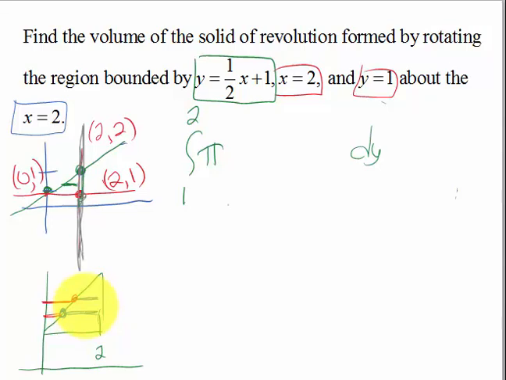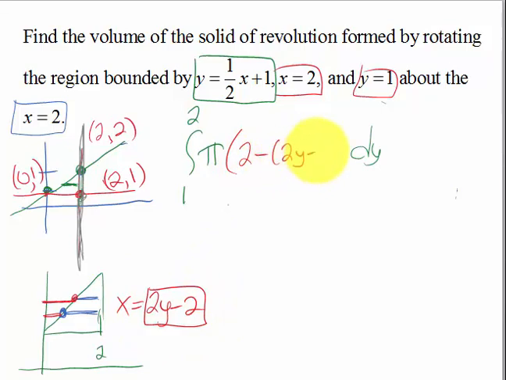And so we are going to again want x as a function of y, and that was 2y minus 2. So to express this radius, it's going to be 2 minus this x right here. So that's going to be 2 minus, well, the x right there is 2y minus 2. So 2 minus (2y minus 2). And that is the radius, so we need to have that squared. That's all because there's no hole, so it's just a disk.